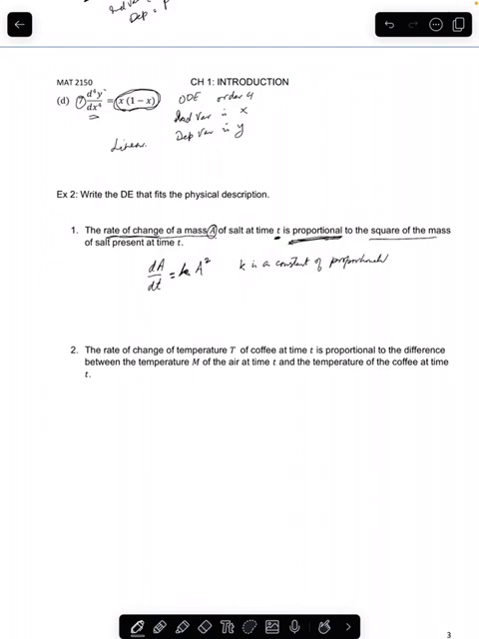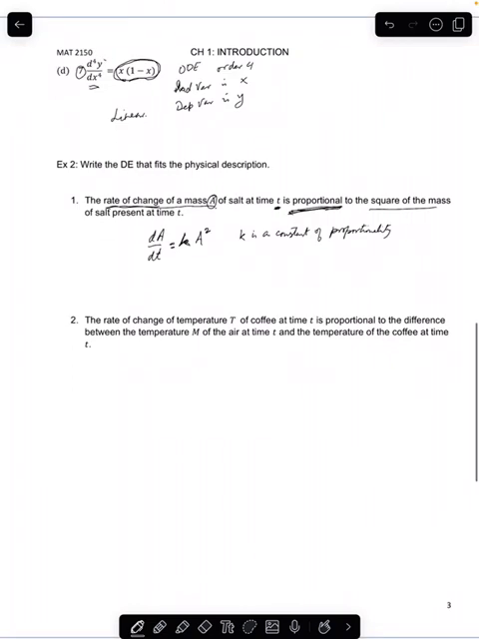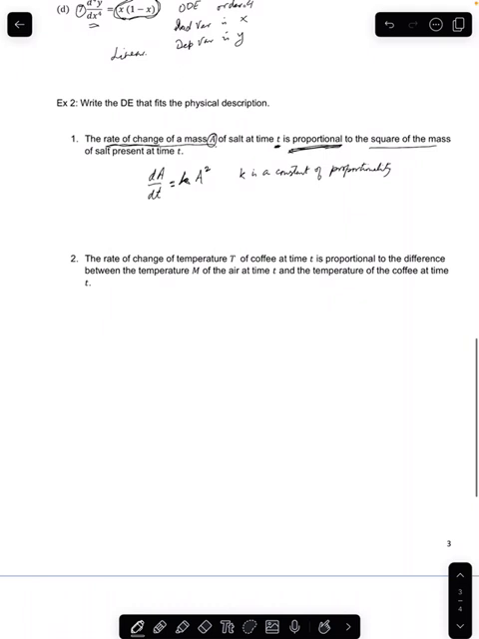So how do we determine k? Well, that depends on what conditions or what information is given. But here the question just asks us to create the differential equation. So we don't worry about how to find the k. Okay, the second one, the rate of change of temperature T of coffee at any time.